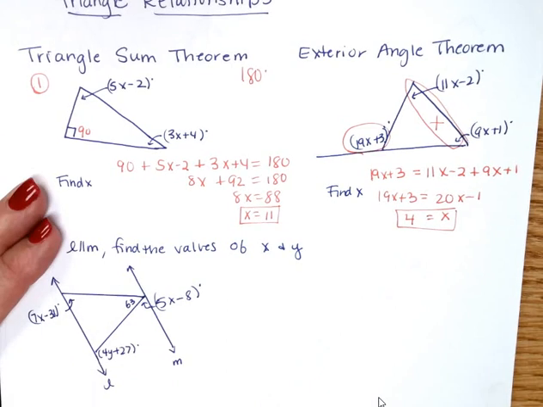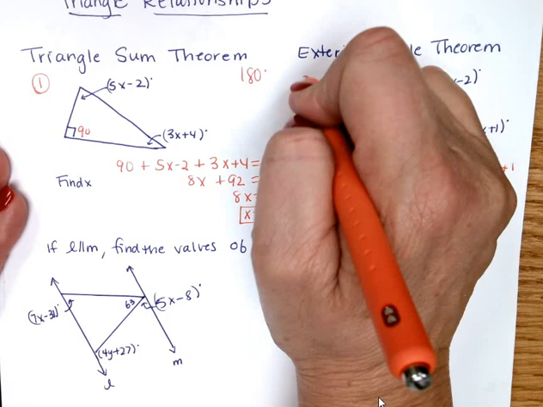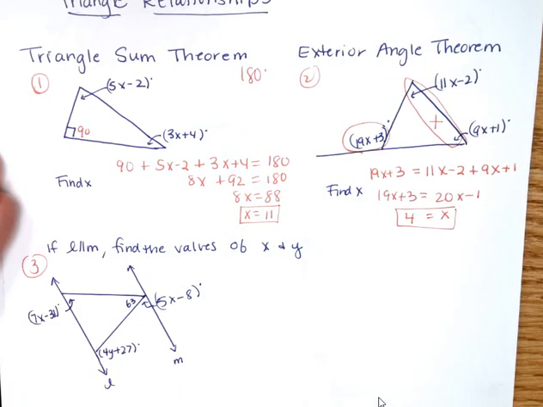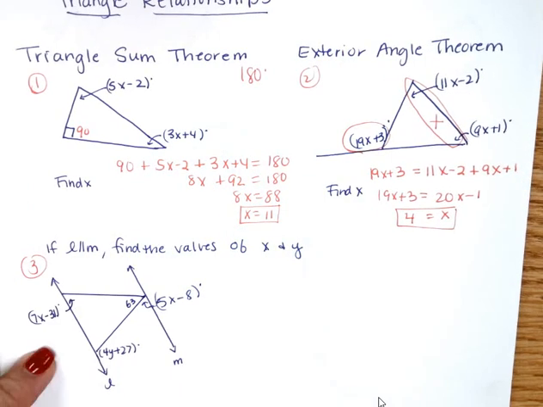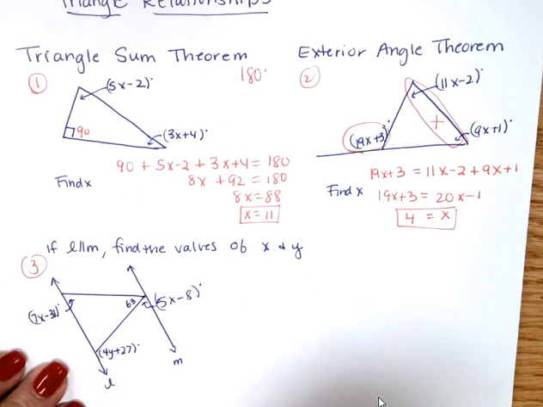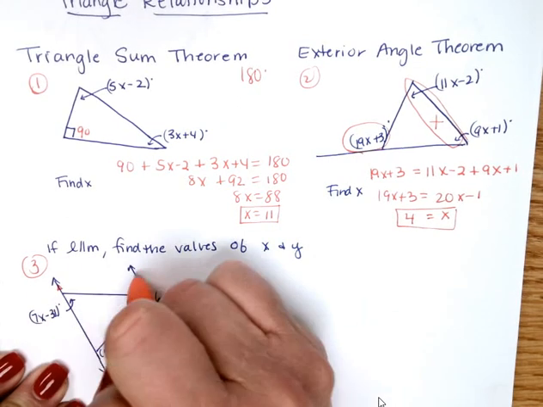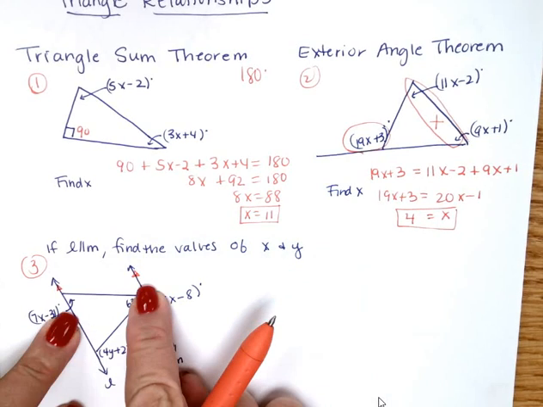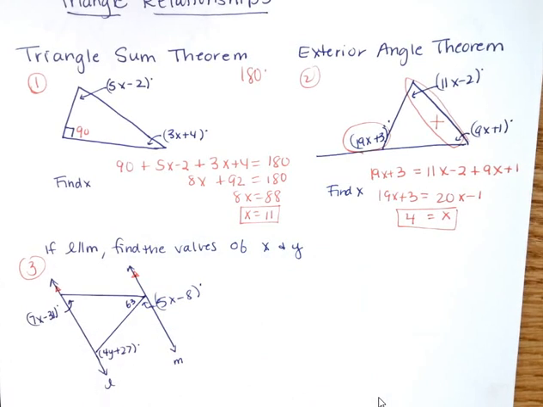Now this one right now is number 2. Sorry, number 3. I didn't number them when I made it, so I'm going to number it as we go along. So here it tells me L is parallel to M. I like my little arrows. Remember, the arrows mean they're parallel. So now I want to find x and I want to find y. So now I've got some stuff going on here. So let's see what's going on.